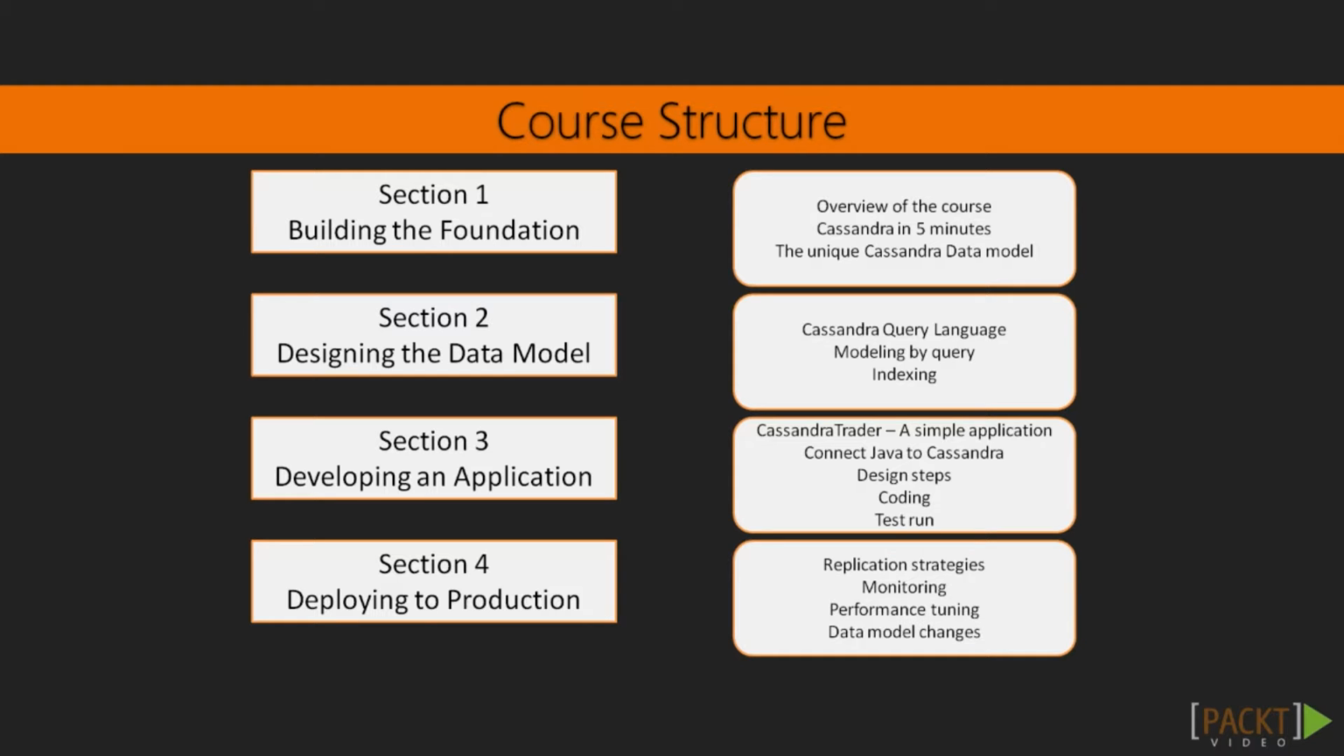It's possible that a production system needs to respond to business changes. Cassandra's flexible data model comes to the rescue. We'll see how to roll out changes in a production environment. Finally, the last section of this course.